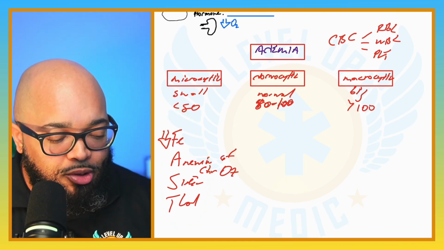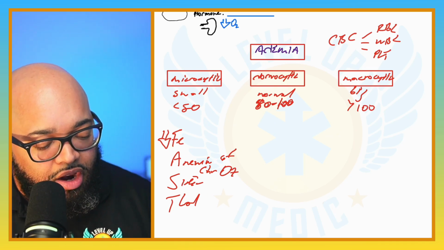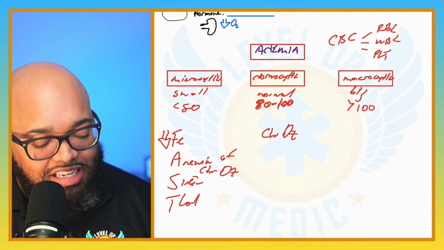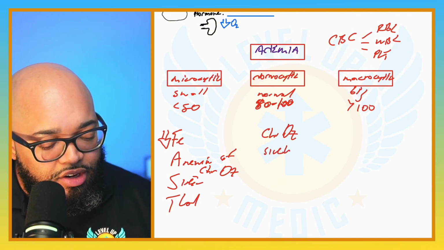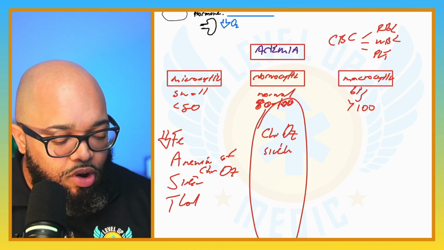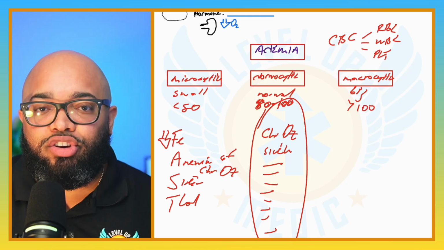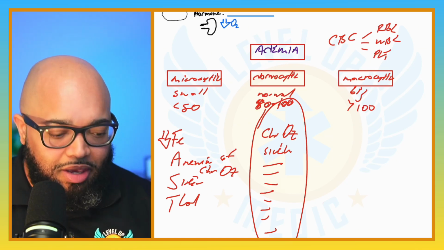Now, when it comes to normocytic anemia, this could be all types of things. For instance, chronic disease can also fall in this category. Sickle cell can do this. Lots of different things. There's a whole list here. There are lots of different conditions that could cause a normocytic anemia.